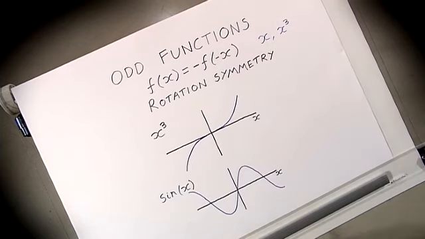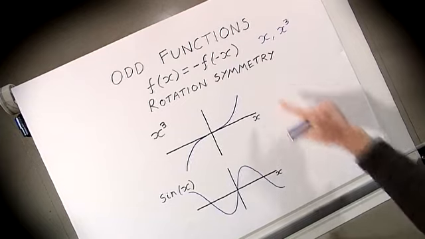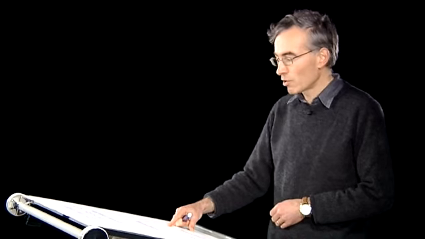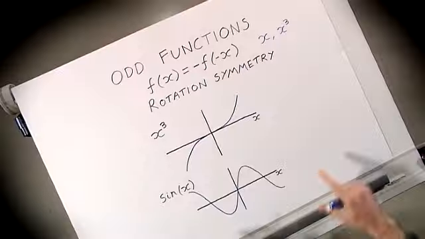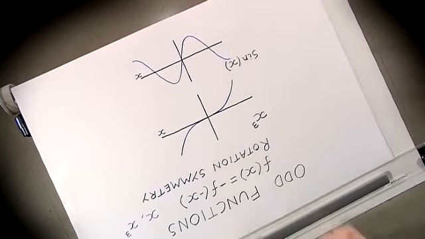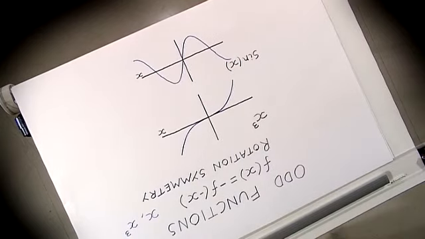So odd functions have a rotation symmetry, and here are two examples of odd functions, the function firstly x cubed here, and secondly the function sine x. So each of these functions has a rotation symmetry, so if we rotate the graph through 180 degrees, the picture looks exactly the same. So each of these functions, if we rotate it, looks exactly the same as before.